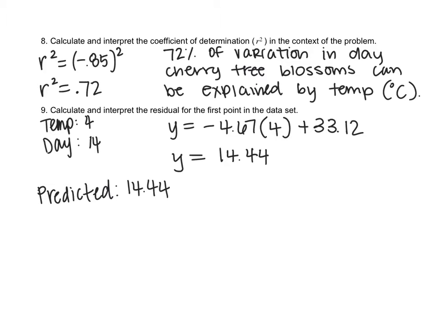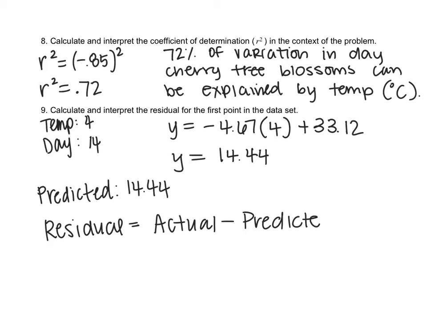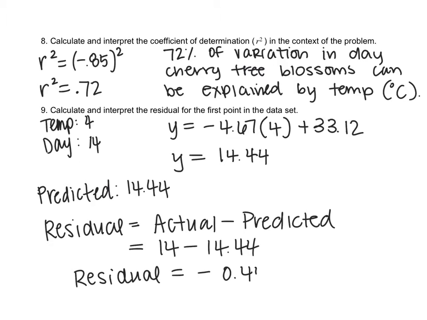So then to calculate the residual, we take the actual value and we subtract the predicted. In this case, our actual value is 14 minus our predicted 14.44, and we're going to get a residual of negative 0.44, which is not a bad residual in general. Our predicted value is very close to the actual.